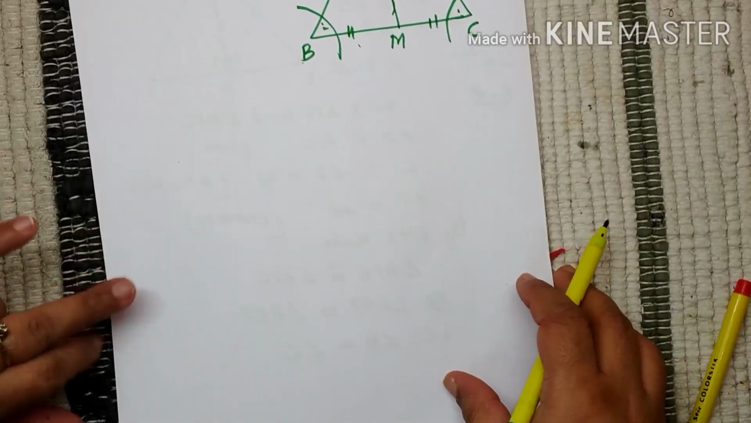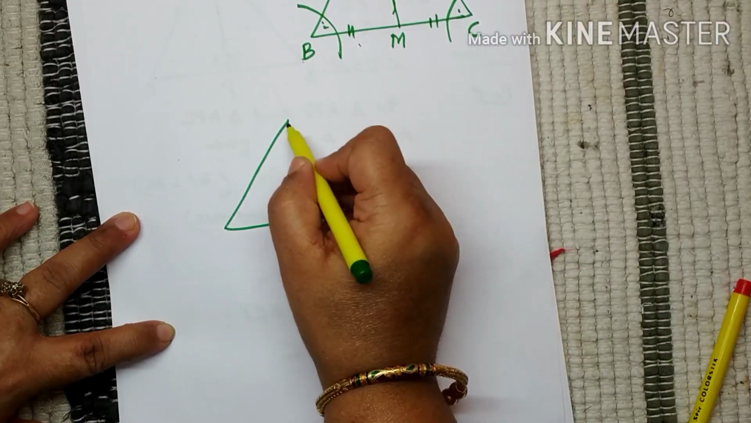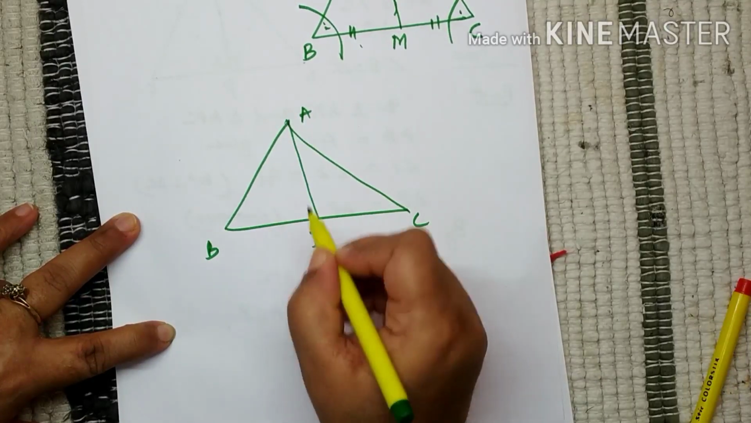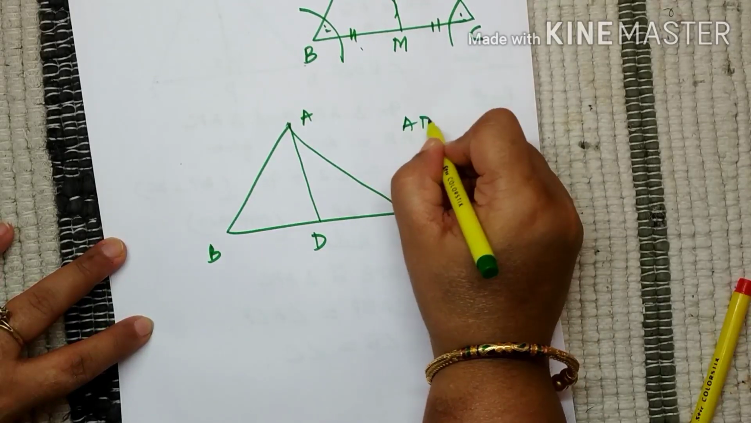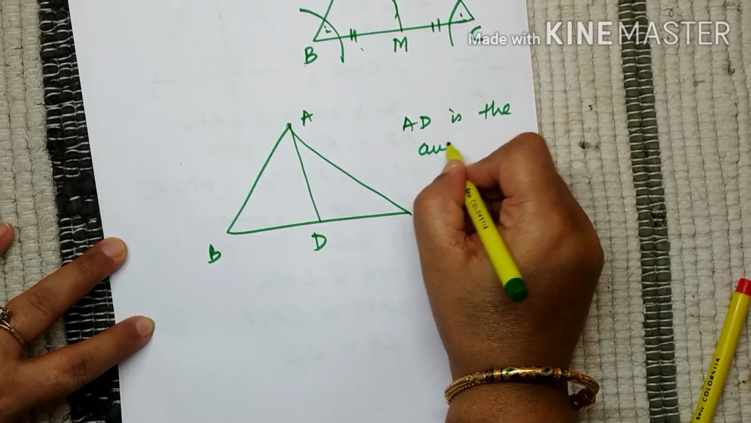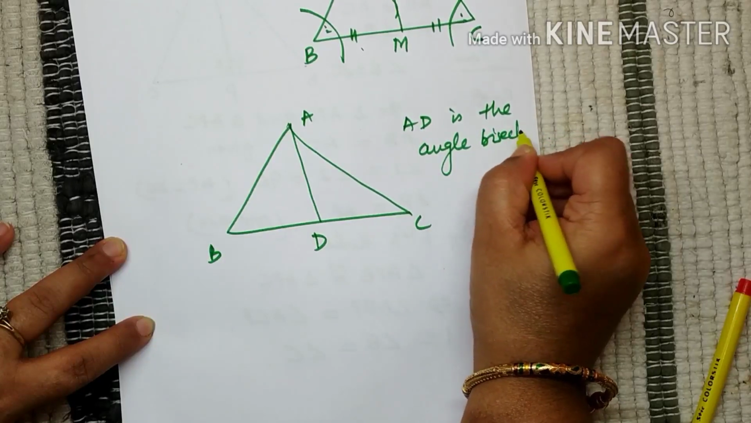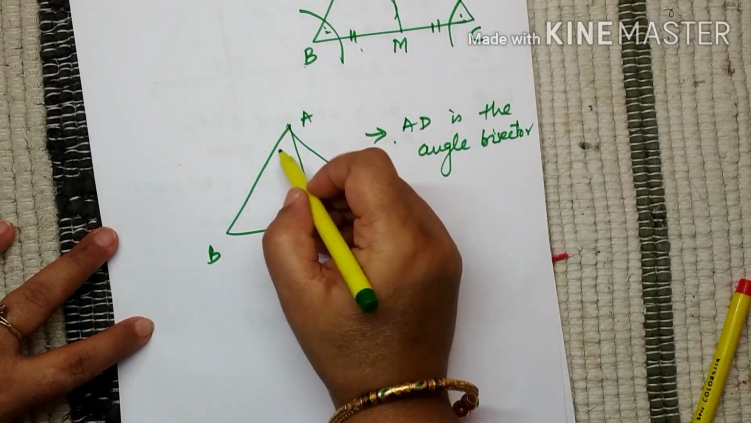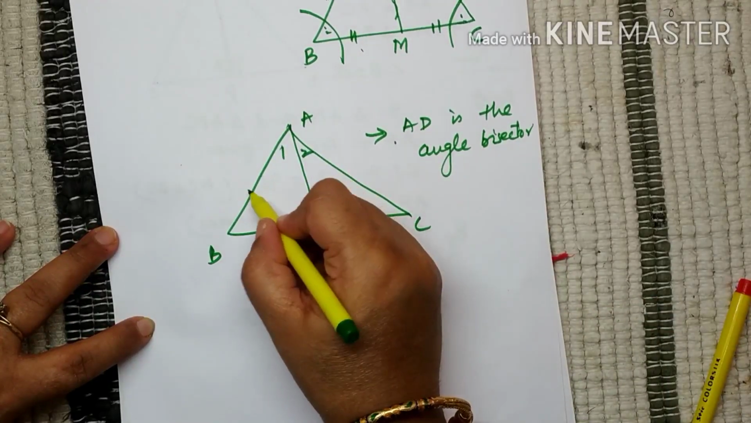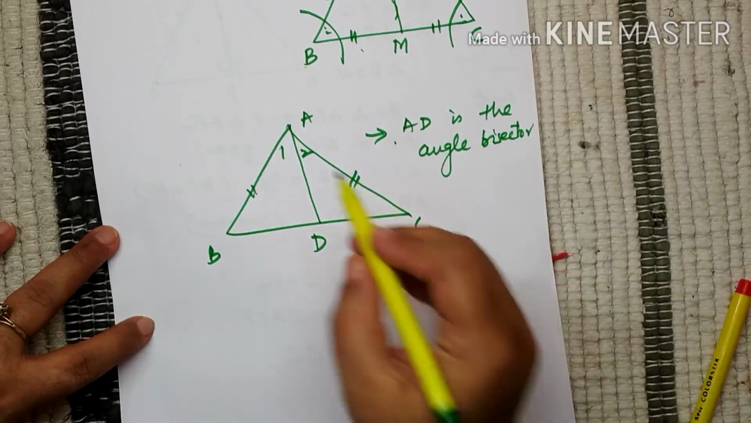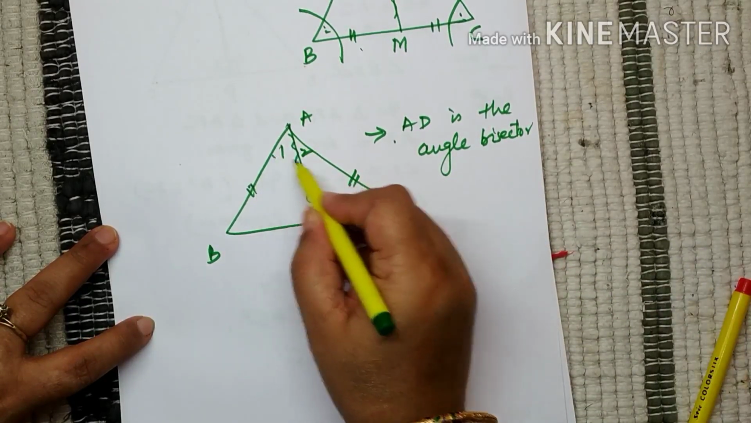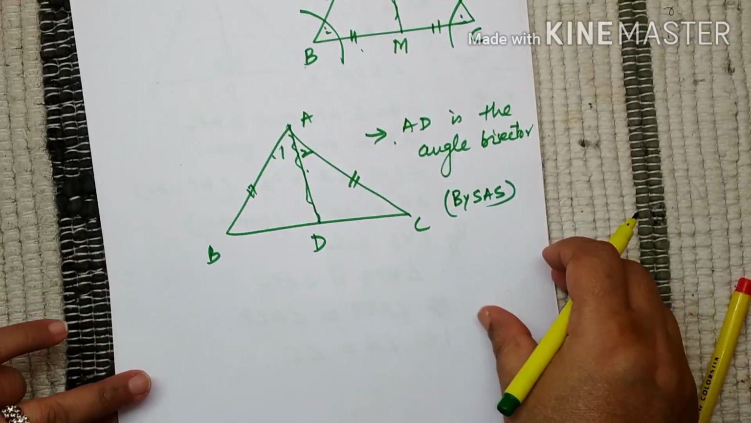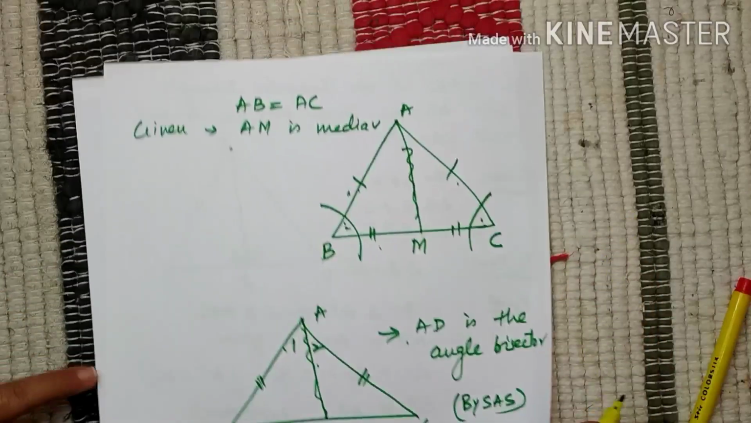And the third is, if in triangle ABC, I have AD as angle bisector. When AD is the angle bisector, we'll have these two angles equal, and AB equal to AC is given in the question, and this side is common. So by SAS, we will be able to prove the triangles congruent. So if AD is the angle bisector, we will use SAS to prove the triangles congruent.